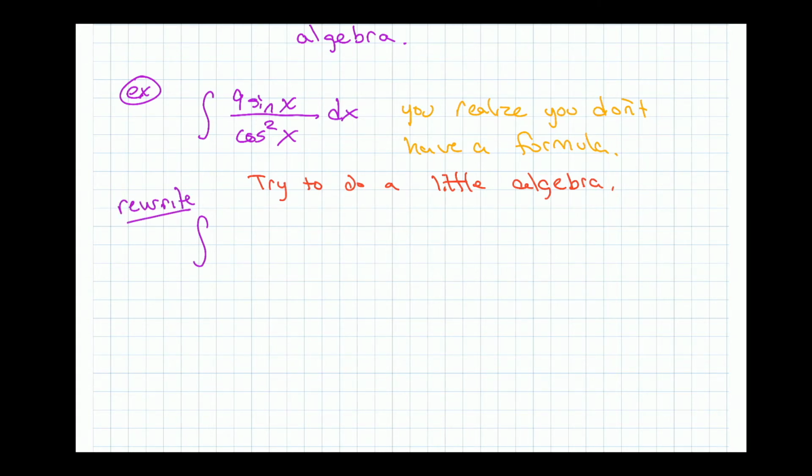And if you write it this way, first of all, I can take the 9 out. We know that. That's a rule. And then I can write it as sine x over cosine x times 1 over cosine x. Right? Because there's two cosines on the bottom. That's a cosine squared. And of course, there's the sine on the top.